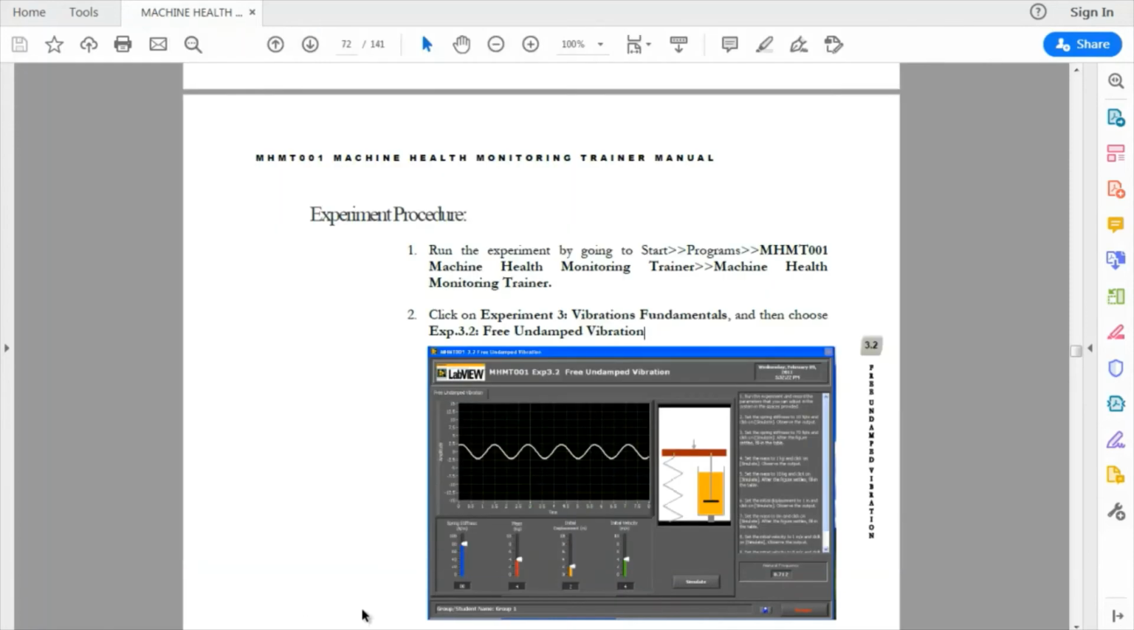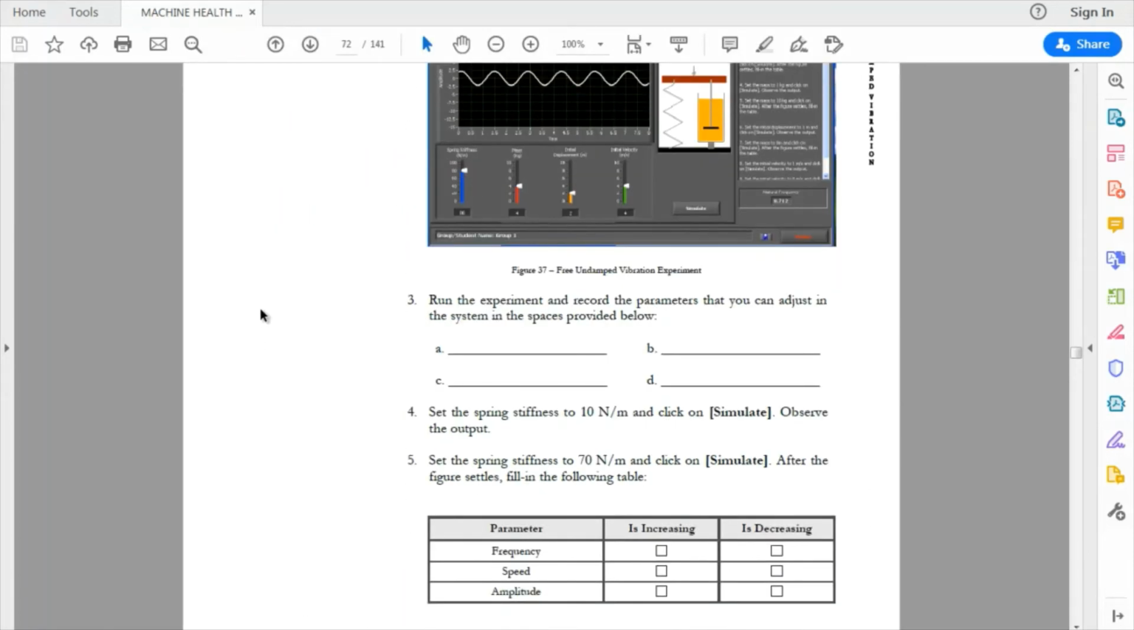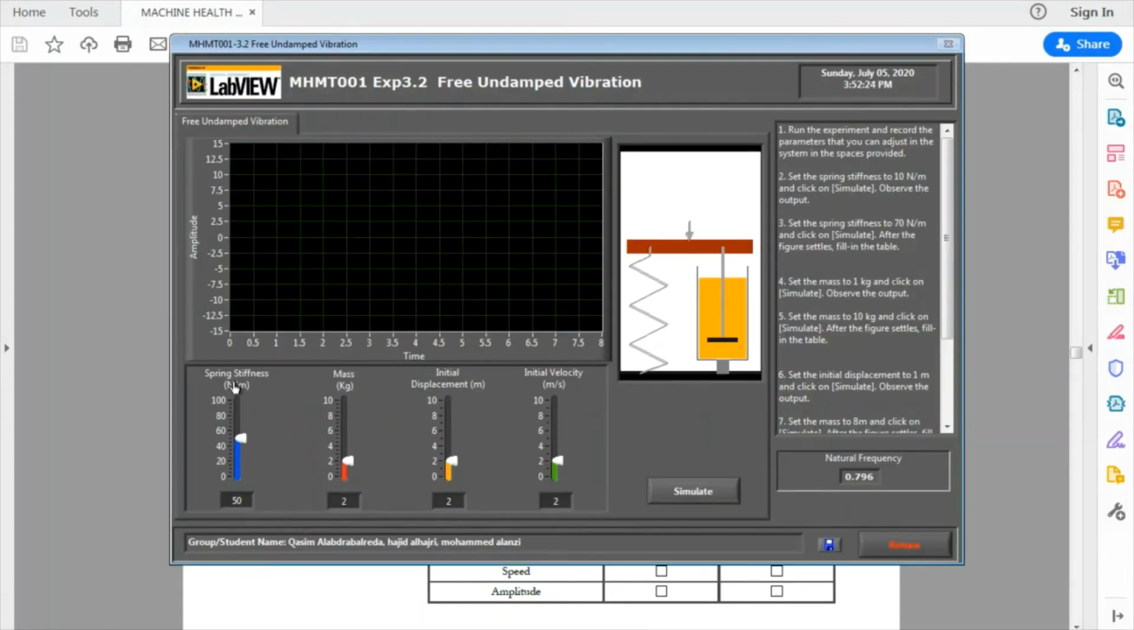So let's go back to the manual and check what we have. Run the experiment and record the parameters that you can adjust. Of course, we can change the stiffness, so I can select a spring element with less stiffness or high stiffness. I can change the mass, so I can have 2 or 6 or 8 or 10. I can change the initial displacement and the initial velocity. They are 4 values that I can control or change.